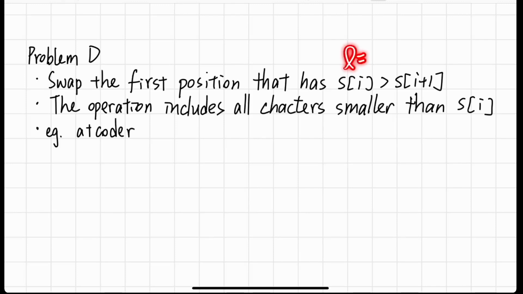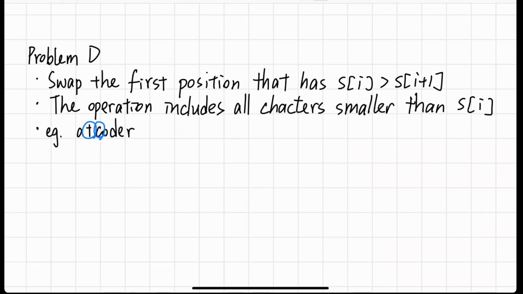on L equals I and R equals some other value. So that way we can move this position to here, and that position will go to the back. And this would make the string smaller. And so to find the R value, we will want the operation to include all characters that are smaller than Si. So that way we will move all these characters in front of Si, and then that would make our string the smallest.